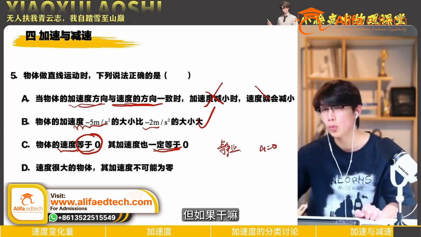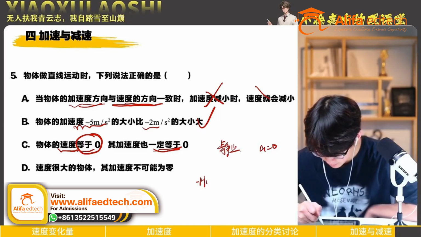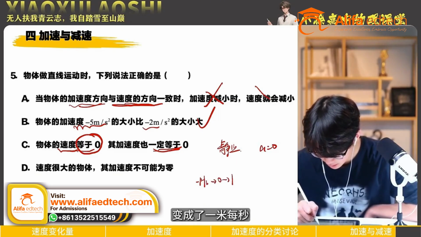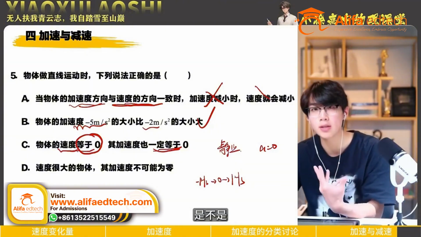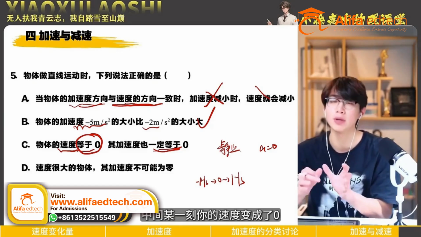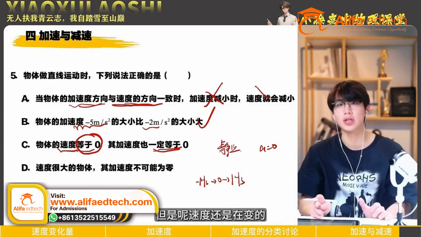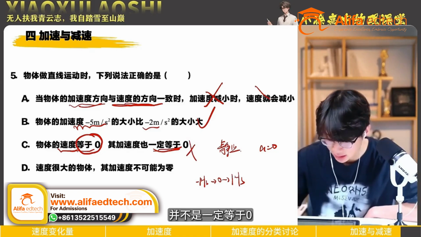But what if you are in a state of change? You go from negative 1 meter per second to 0 to 1 meter per second, see? You are in a process of change, right? So in this case, you do have acceleration. It's just that at some point in the middle, your velocity becomes 0, but the velocity is still changing. So this statement is definitely wrong. It's not that it must be 0, it could be 0.